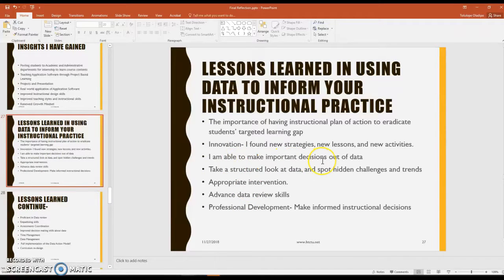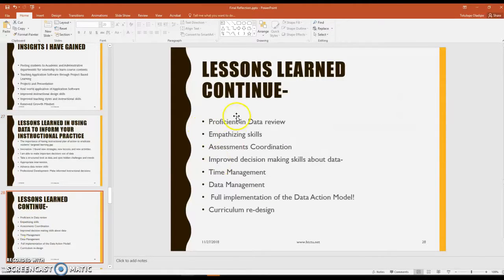I'm able to make important decisions out of data. I'm now able to take a structured look at data. Unlike in the past, looking at data, I could make rash and hunch decisions, but now I'm able to take a structured look and then spot hidden challenges and trends, and not just jump to conclusions. These are some additional lessons learned as well. So I'm now very proficient in data review.